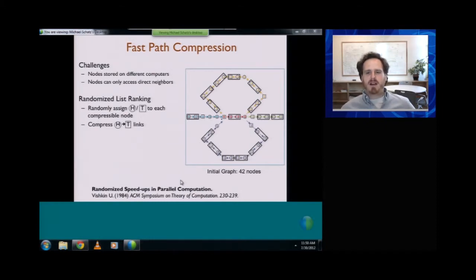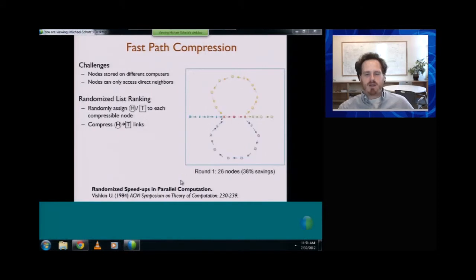But the good news is because it's randomized, we're going to get a very large fraction of the pairings that can take place. And then conceptually what's going to happen is all those places that are paired up in one round of parallel computation are going to be merged together. So we can simplify the graph like that. So in that case, we reduced the number of nodes by about 38%.